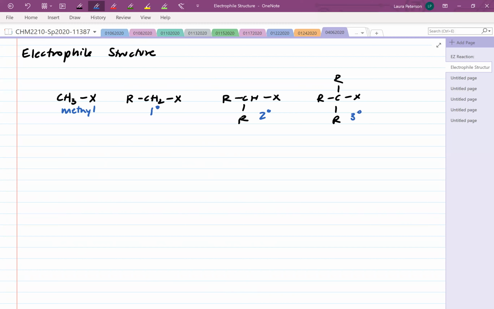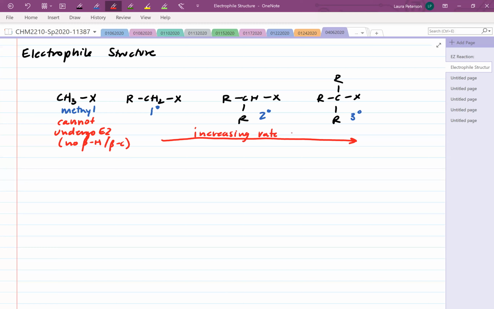Can it even undergo elimination? You should ask yourself, is there a beta hydrogen that I could remove? No, right? There's only the alpha carbon and the alpha hydrogen. So the methyl cannot undergo E2. And we'll just make a note, no beta hydrogen or beta carbon. And then from there, the rate dependence is that as we increase substitution, we have an increasing rate of E2.